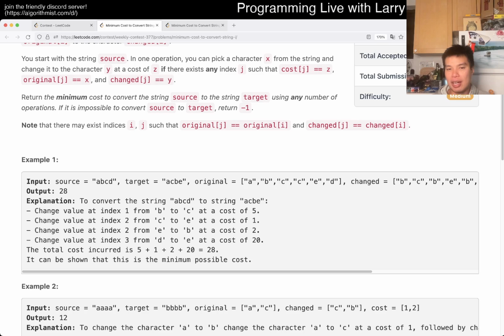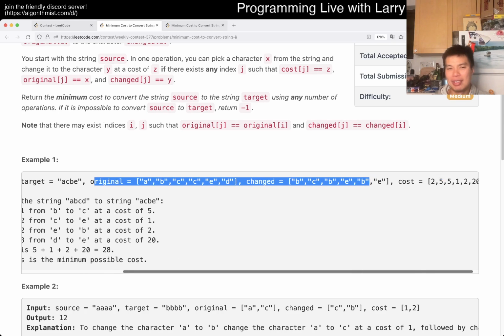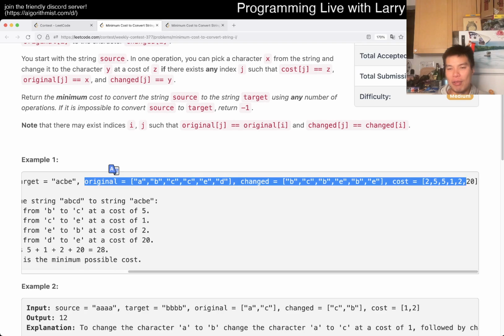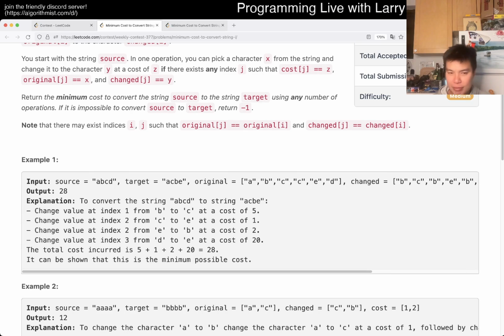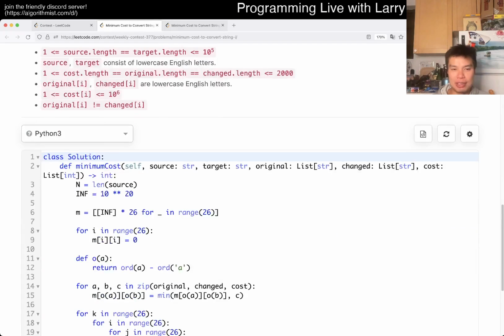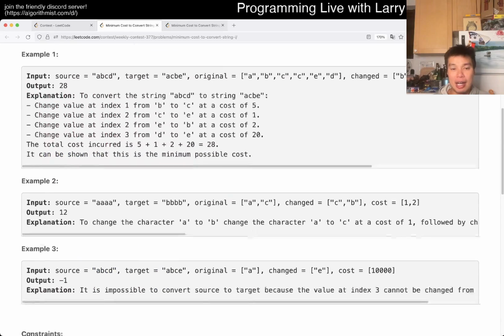And you basically just look it up, and then you have a distance graph of original and changed, and they're all one character. So you just have to create a shortest path thing. Nothing to it. That's pretty much the entire idea, and then we could code it.